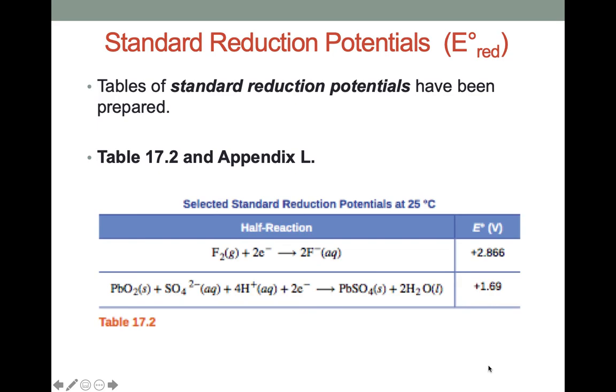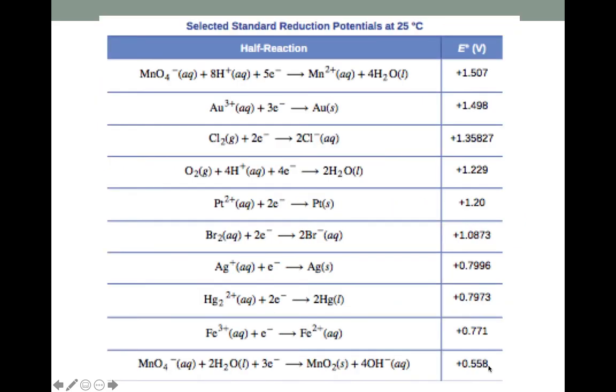So, tables of standard reduction potentials have been prepared. They are in table 17.2 or appendix L. Some of them you'll see written out a little differently. Just do your best to find them. If you can't, let me know, and I can send you another page that's maybe a little easier to read. Here's some examples, and I never include water or hydrogen when I'm writing my half reactions. I do that after I balance them. And I have some videos already prepared on that you should watch. I'll make sure I add them to our playlist.